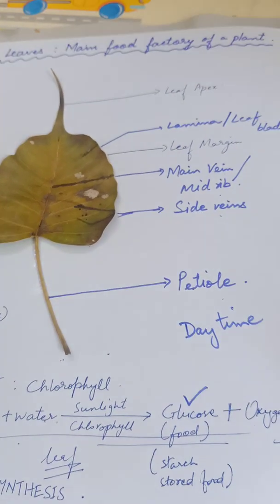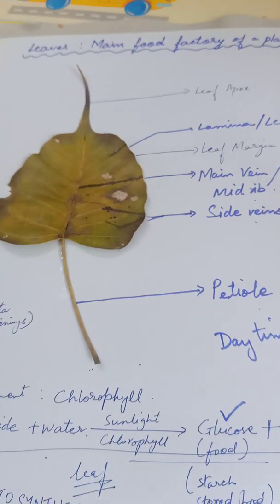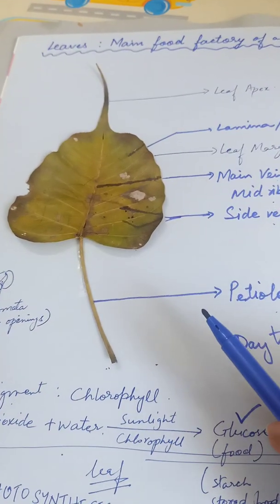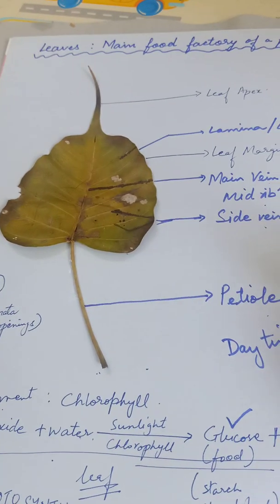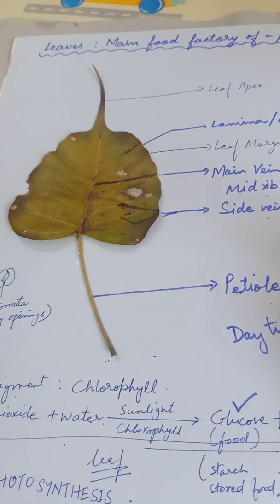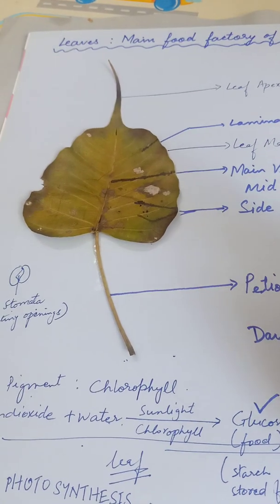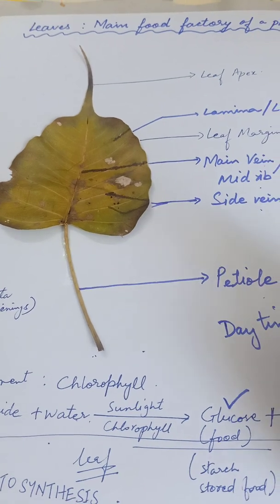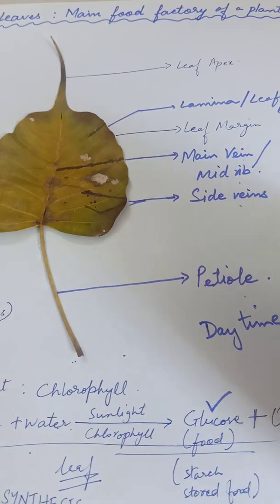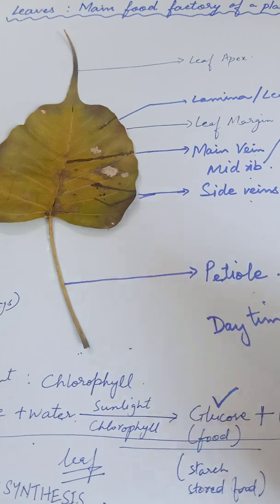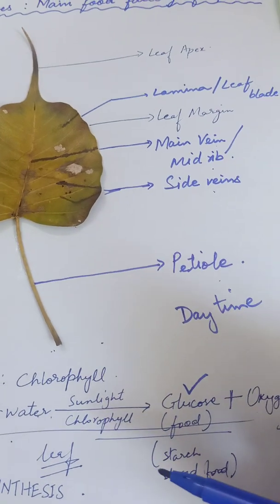So children, your homework for the day is to draw this leaf diagram. On your own, you will label all the parts, and in the next topic I will be discussing the significance and importance of each part, plus the whole detailed procedure of photosynthesis.